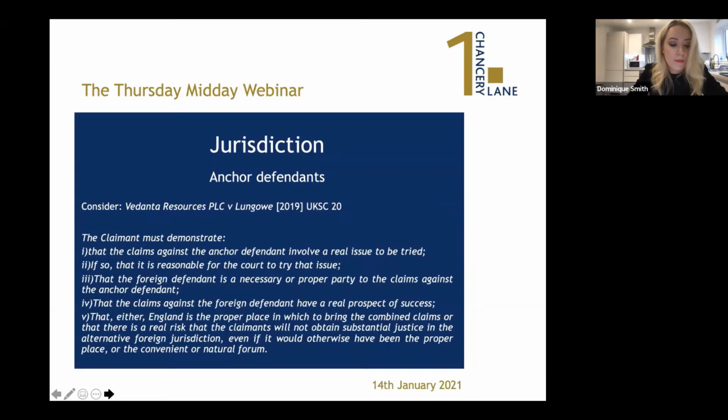That's the case that I've popped on the slide for you. In that case, at paragraph 20, Lord Briggs set out what a claimant must demonstrate. So you'll see that the claimant has to demonstrate that the claims against the anchor defendant involve a real issue to be tried. If so, that it's reasonable for the court to try that issue, that the foreign defendant is a necessary or proper party to the claims against the anchor defendant, that the claims against the foreign defendant have a real prospect of success, and that either England is the proper place in which to bring the combined claims, or that there's a real risk that the claimants will not obtain substantial justice in the alternative foreign jurisdiction, even if it would otherwise have been the proper place or the convenient or natural forum.